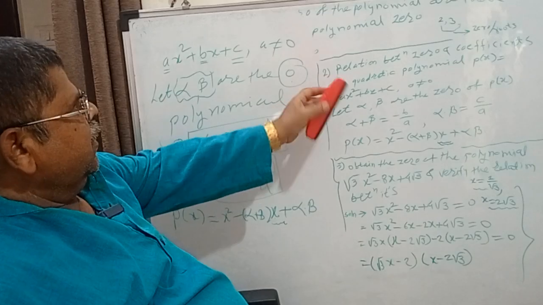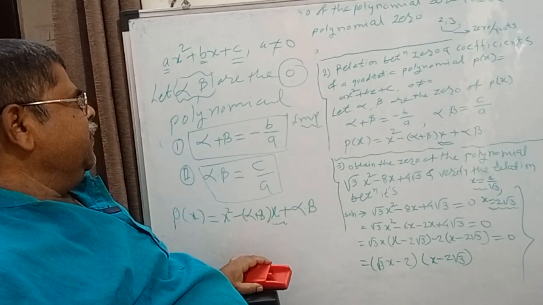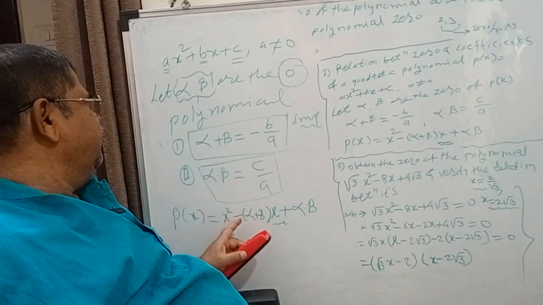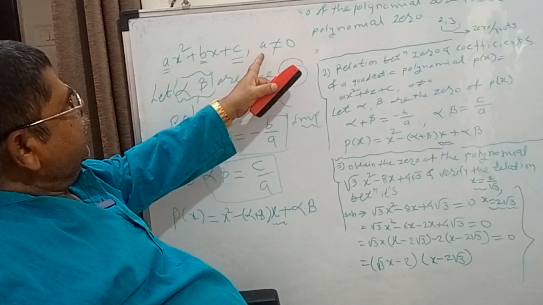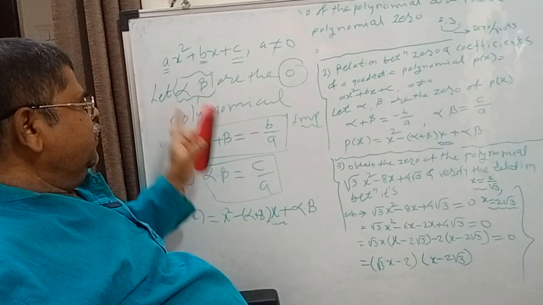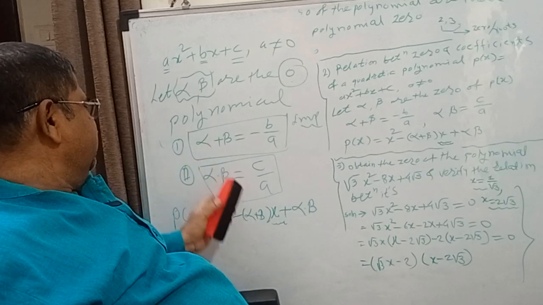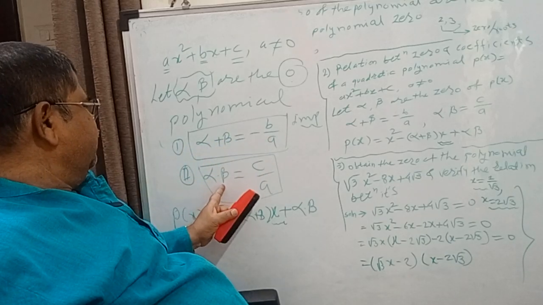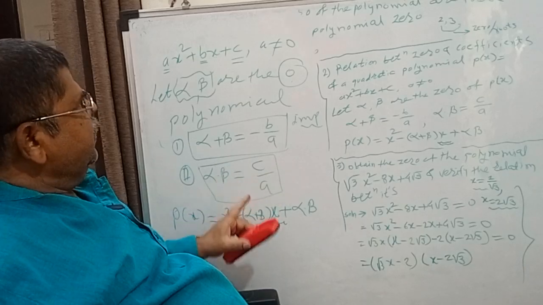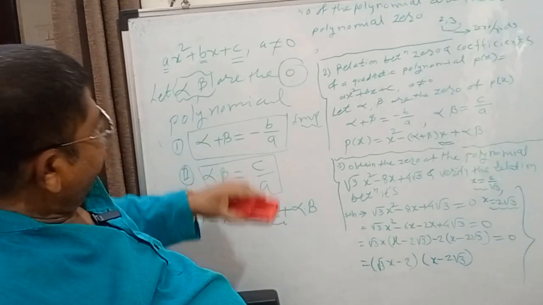The relation between the zeros and coefficients of a quadratic polynomial p(x) equal to ax square plus bx plus c, if a is not equal to 0: these two values are important. Alpha plus beta is equal to minus b upon a. Alpha dot beta is equal to c upon a. Okay, can I clean this? Okay.